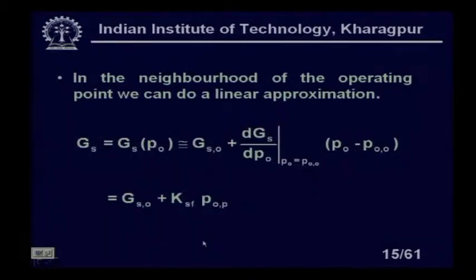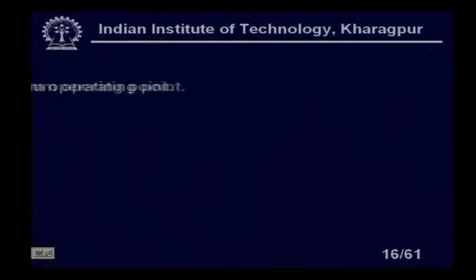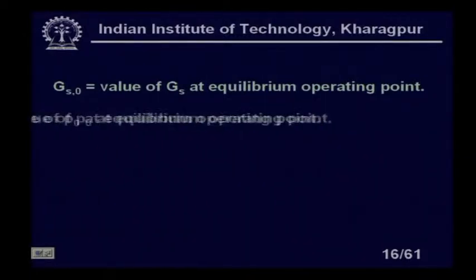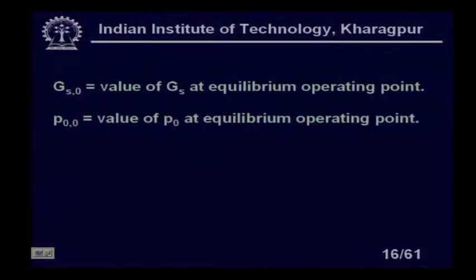Now, we are writing G s equal to G s at P o equal to G s o, plus the derivative of G s with respect to P o at P o equal to P o o multiplied by P o minus P o o, which can be written as G s o plus K s f P o p, where now the regions we are explaining correspond to the 3-4 slides which I have shown. G s o is the value of G s at the equilibrium operating point, P o is the value of P o at the equilibrium operating point, right.